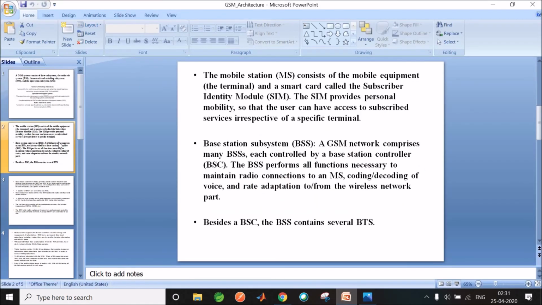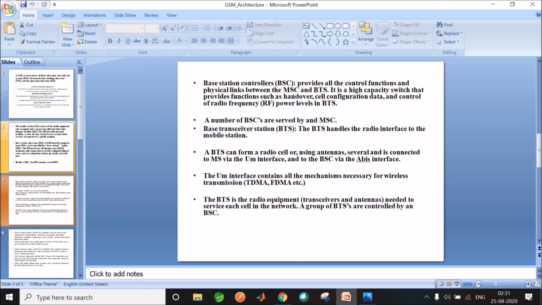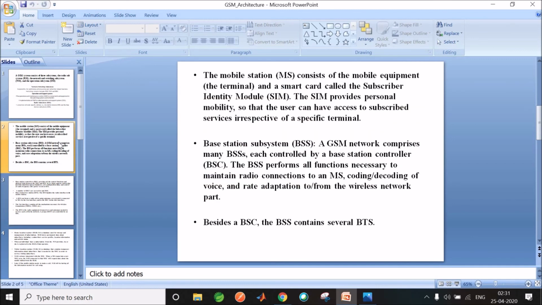So this is what I have told you so far, which is written in a crisp and brief manner. The mobile system consists of mobile equipment terminal and a SIM card. The SIM provides personal mobility so that the user can have access to subscribed services irrespective of specific terminal. Similarly, base station subsystem. I'm just reading out for your own convenience. Now that you have understood things, it should be easier. It should make sense when I read out these definitions.